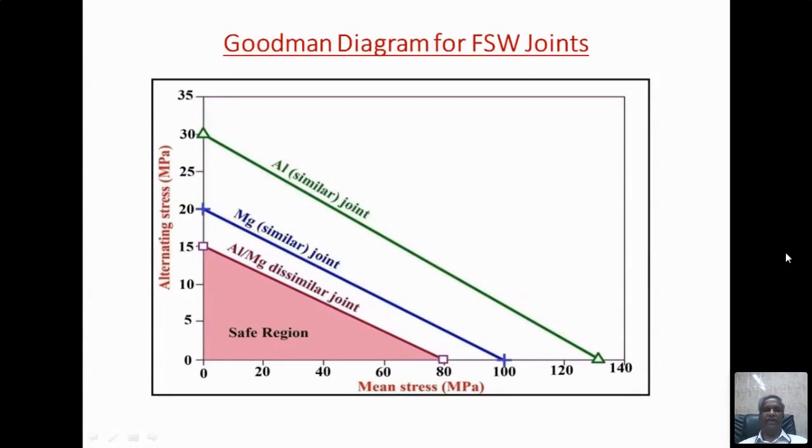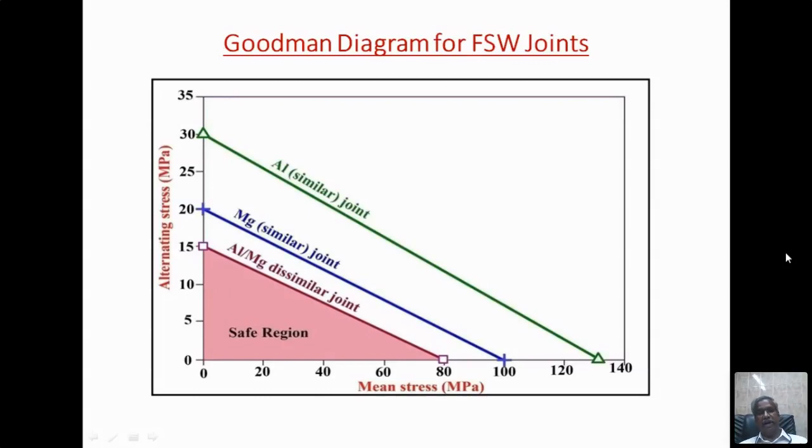For magnesium alloy, we also welded the magnesium alloy using the FSW process. For magnesium alloy, 20 megapascal is the fatigue strength and 100 megapascal is the tensile strength. We connected these. So the magnesium alloy joints are safe below this blue line, which is the Goodman line.